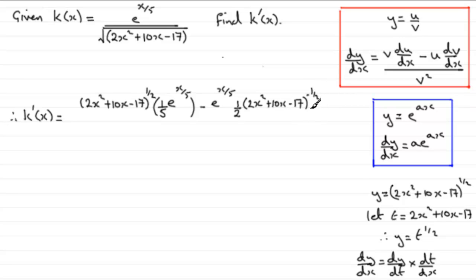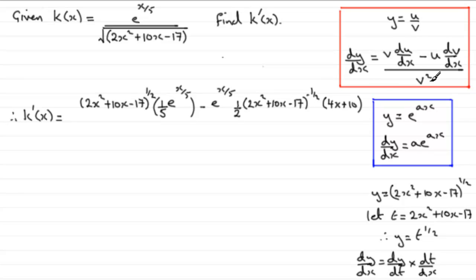And we need to multiply this by dt dx. We need to multiply it by the differential of t with respect to x. So if we differentiate t with respect to x, we're going to get 4x plus 10. So we'll put this in brackets, we can just squeeze it in here: 4x plus 10. Okay? So that is the last term there.